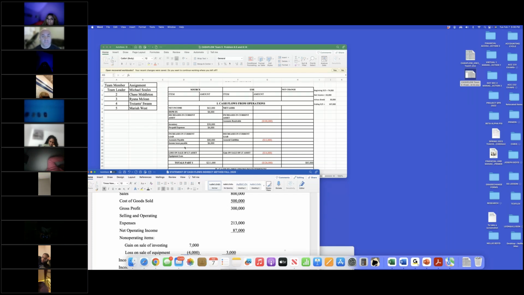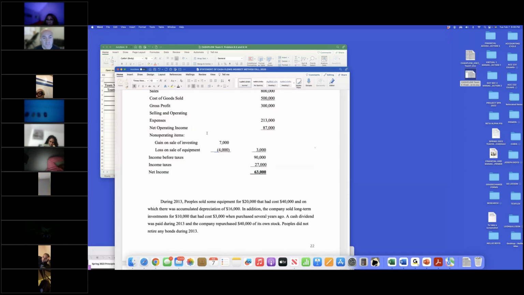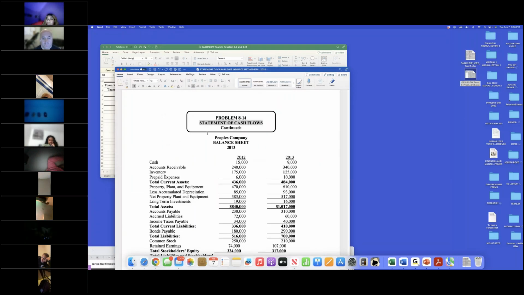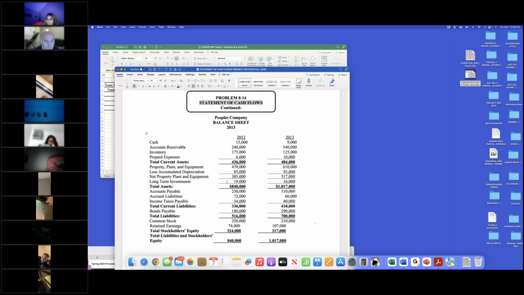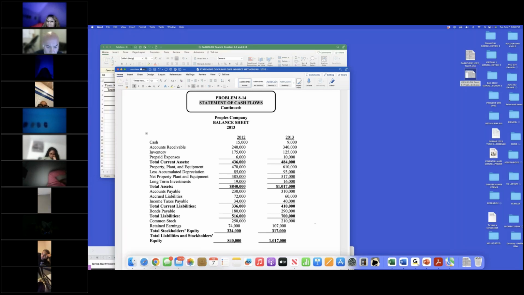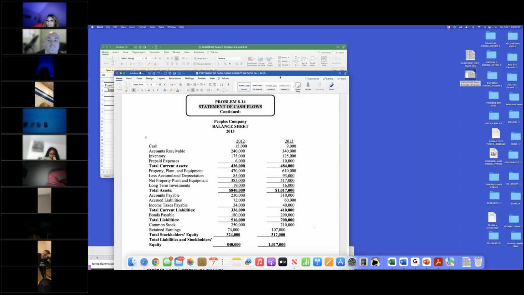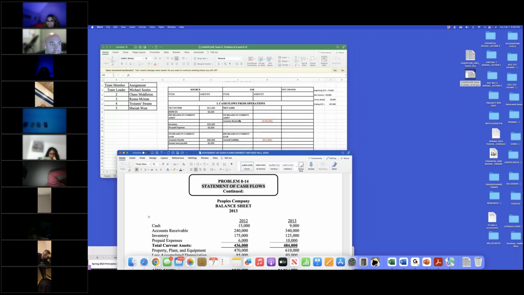Then we want to pick up our depreciation typically. They didn't tell us the depreciation here, but we know we can go to the accumulated depreciation account. 85 went to 93, and so depreciation must have been about $8,000. So you're doing the same thing. You've got more accounts. Then we needed to get the dividends.